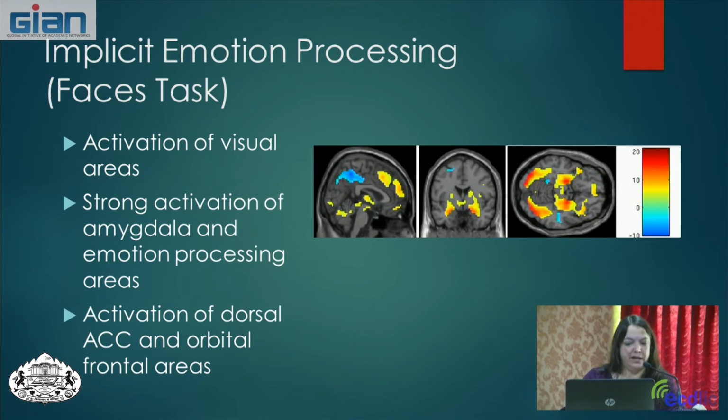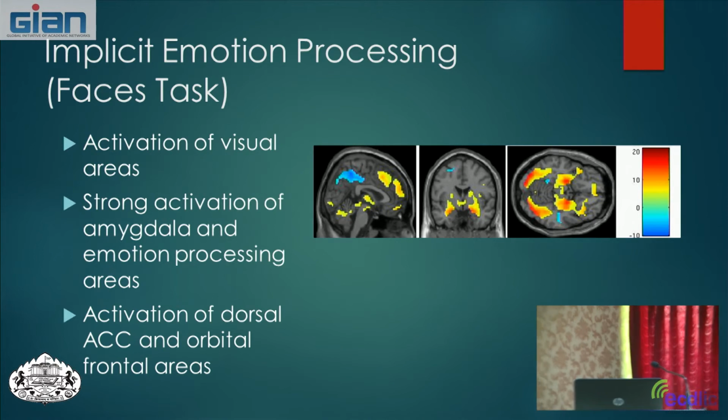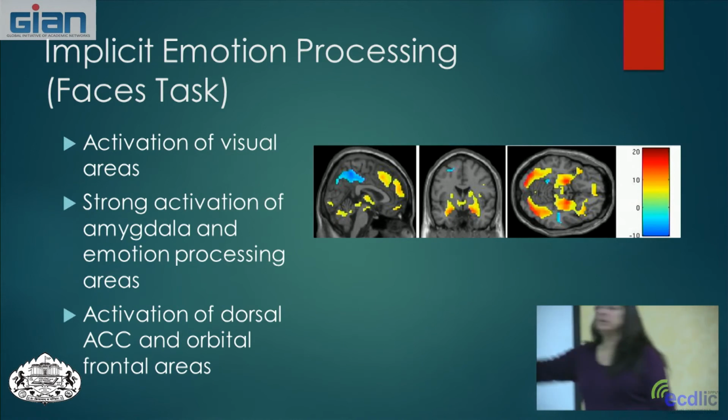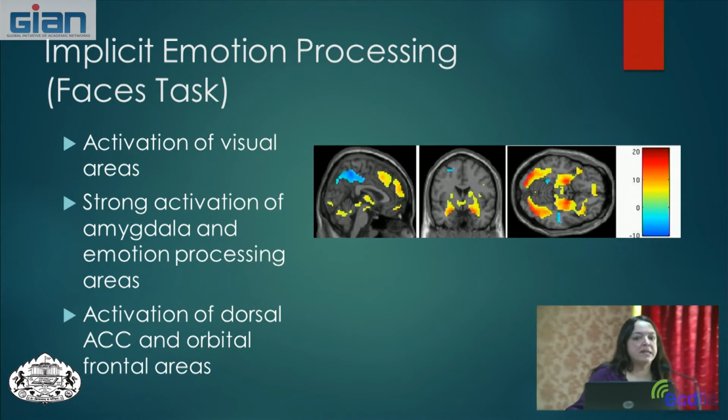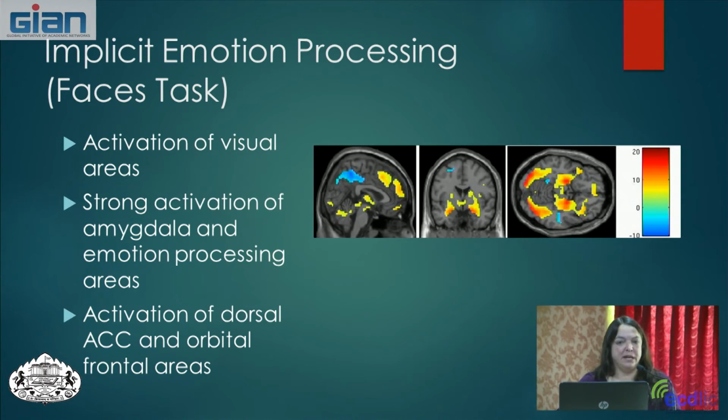This task also activates the dorsal ACC, which I told you is that area of tissue that lies above the corpus callosum in the middle of the brain there. And it also activates the orbital frontal cortex, which is, I'll show you the spot. It's right here. And also you can see it here. And this area is thought to work together with the amygdala in the control and the regulation of what you're looking at in terms of emotion.